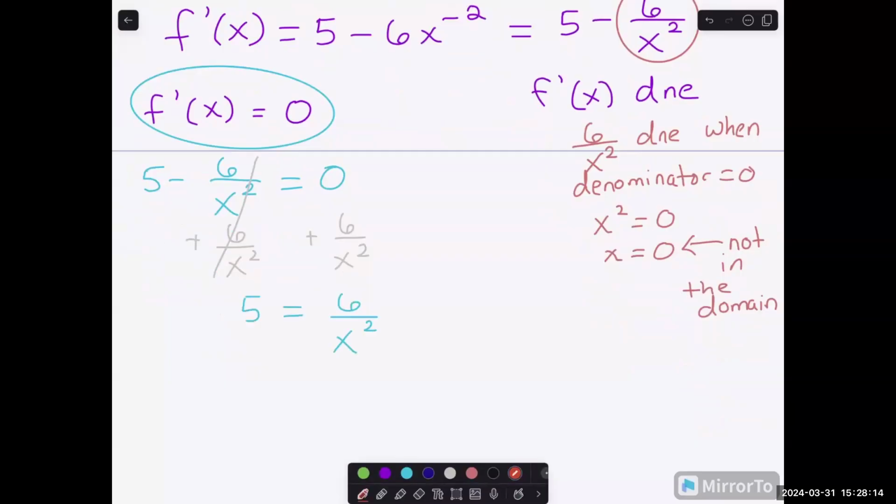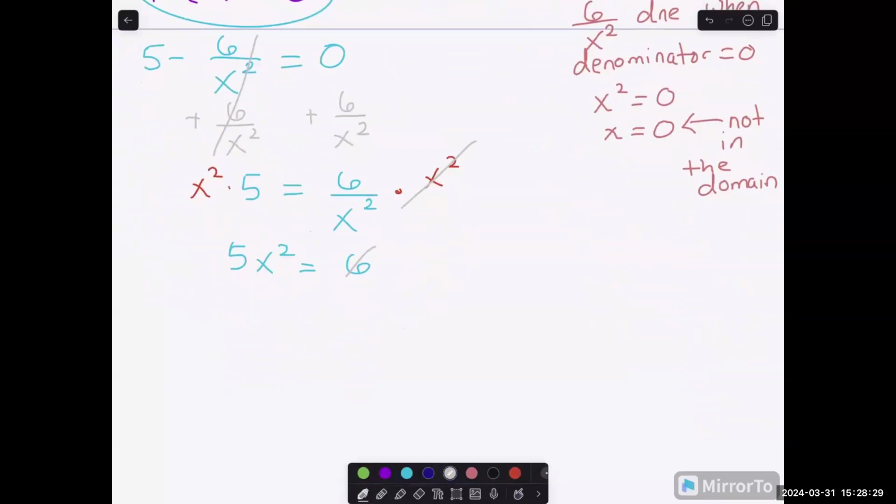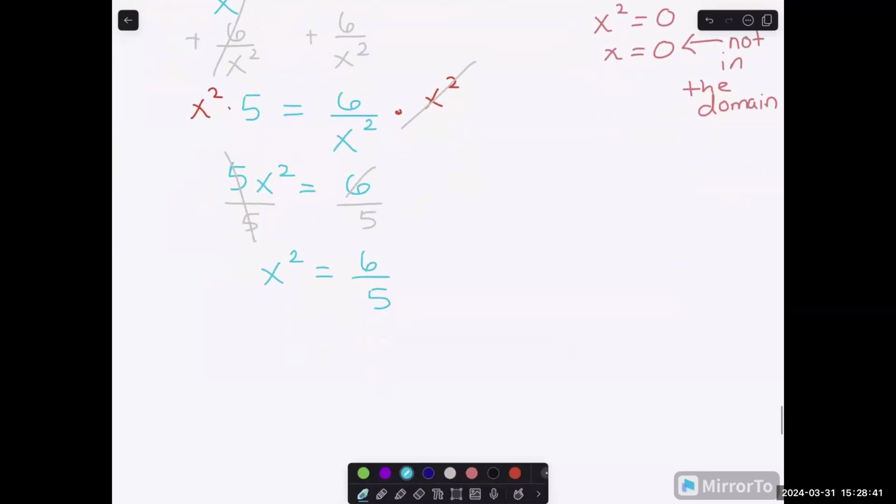Now I'm going to multiply both sides by the denominator, x squared, and I end up with 5x squared equals 6, because the x squareds cancel, which is what I wanted. I'm trying to get x by itself, so now I'll divide both sides by 5. These cancel, and I get x squared equals 6 over 5. And then last of all, to get x completely by itself, I'll take the square root of both sides. Just make sure you put plus or minus on the right side.